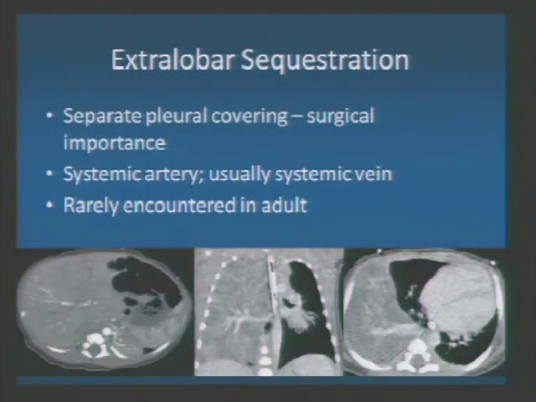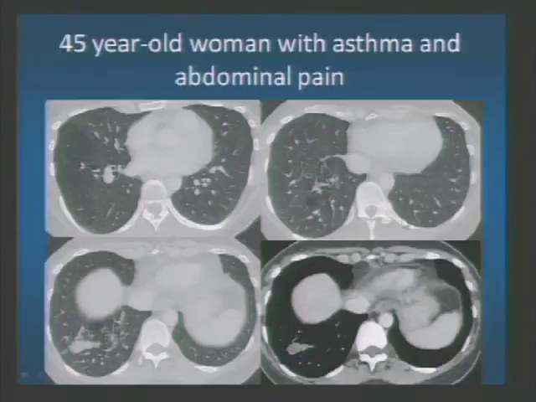So extralobar sequestrations are differentiated from intralobar by their separate pleural covering, which can be difficult to differentiate at radiology without the finding of a pleural effusion that it's floating in. And they always have a systemic artery. Usually they have systemic venous return. We rarely encounter them in the adult. This is a pediatric example, much larger lesion. Sometimes they're associated with diaphragmatic defects, but pretty rare to encounter in the adult.